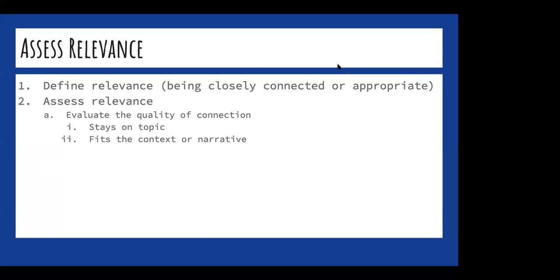So when we're asking students to find the relevance, we're asking them basically two things. One, does the evidence stay on topic? And two, does it fit the context of the narrative? Remember that we talked about anytime you're assessing something, you're judging it. So they have to have context. They have to have a rubric. And so this is how they're going to judge it.